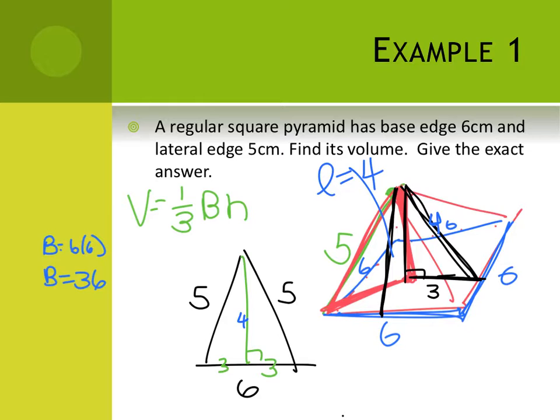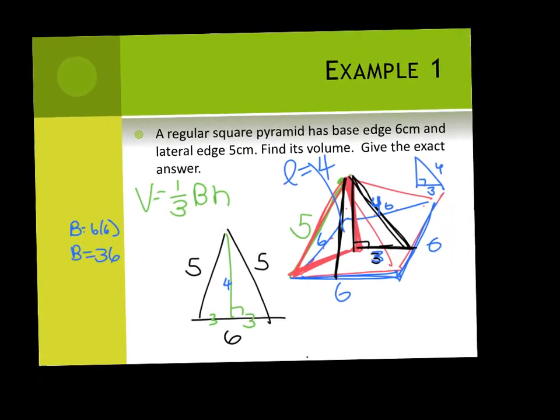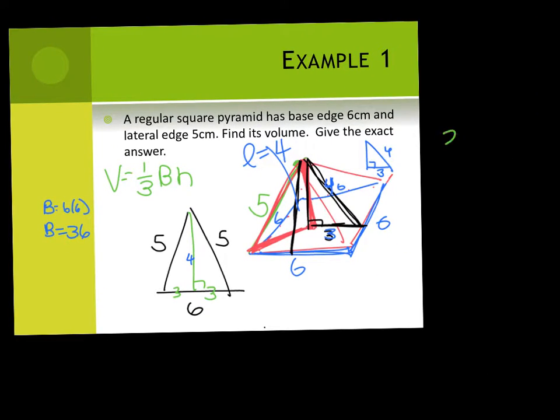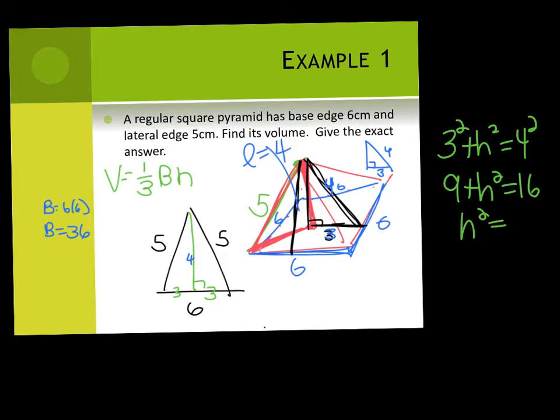So this is 4, and this is 3, and now I have another little right triangle where that 4 is my hypotenuse, and the bottom is 3, which is your apothem. So now I have to use Pythagorean theorem because that's not a triple. If 4 is the hypotenuse, it's not a triple, right? 3 squared plus the height squared equals 4 squared. H squared would equal 7. And the height of this pyramid is the square root of 7.